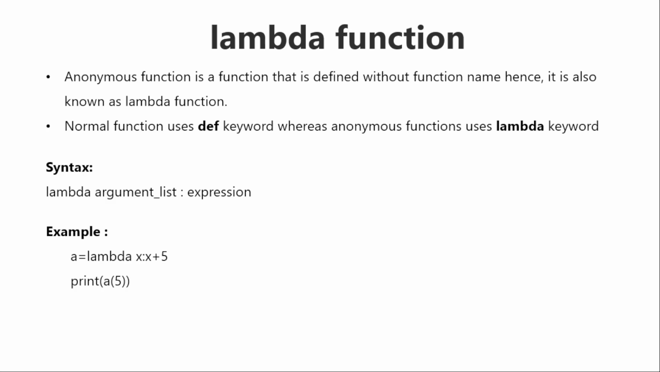Then if we move on to the example, a is equal to lambda x: x plus 5, where you are defining a local variable with a lambda function and you want to execute it with a lambda input and an expression called x plus 5. So if you pass the value 5, then 5 plus 5, 10 will be printed. So let us have a look at this lambda function in the code editor.